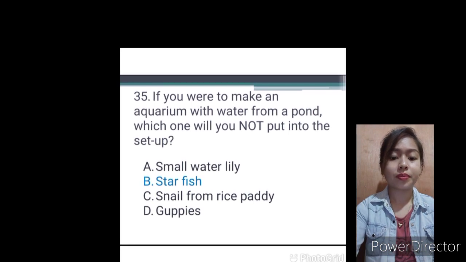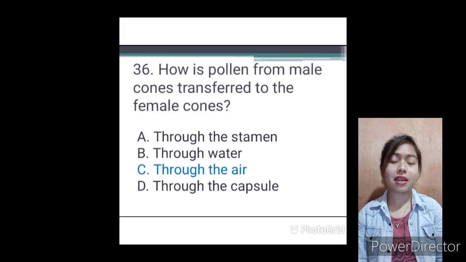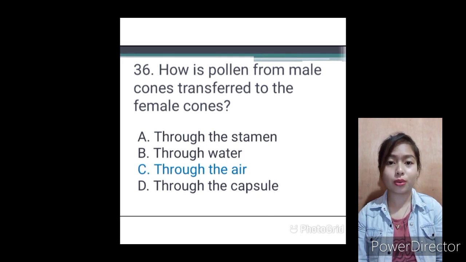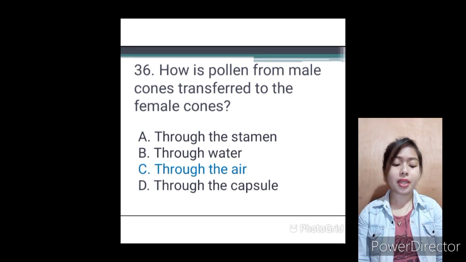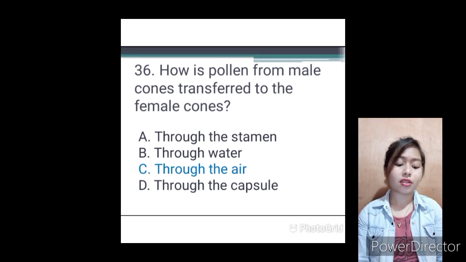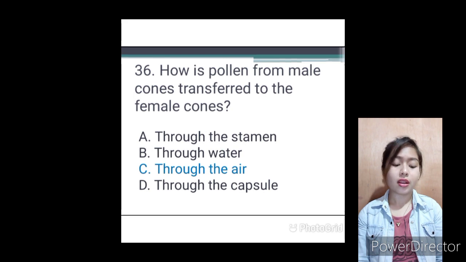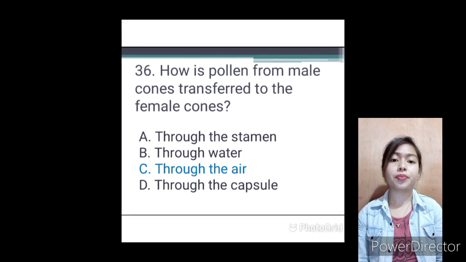Number 76. How is pollen from male cones transferred to the female cones? Letter A. Through the stamen. Letter B. Through water. Letter C. Through air. Letter D. Through the capsule.